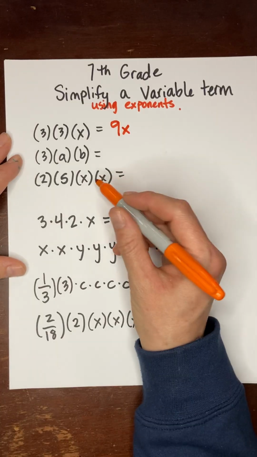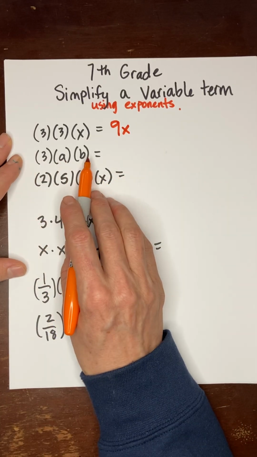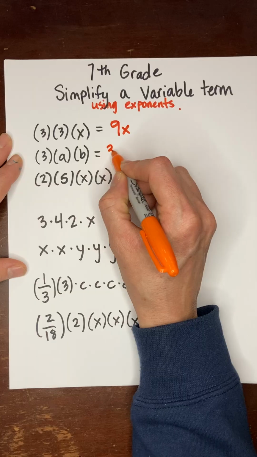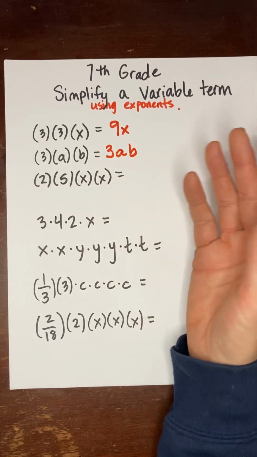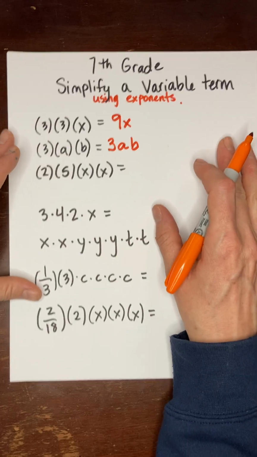There's one of them. Okay, this one says 3 times a times b. Well, I only have one number, so my number's 3, and I only have one a, and I only have one b. So this would be a simplified version. I would just remove the parentheses and express it that way.